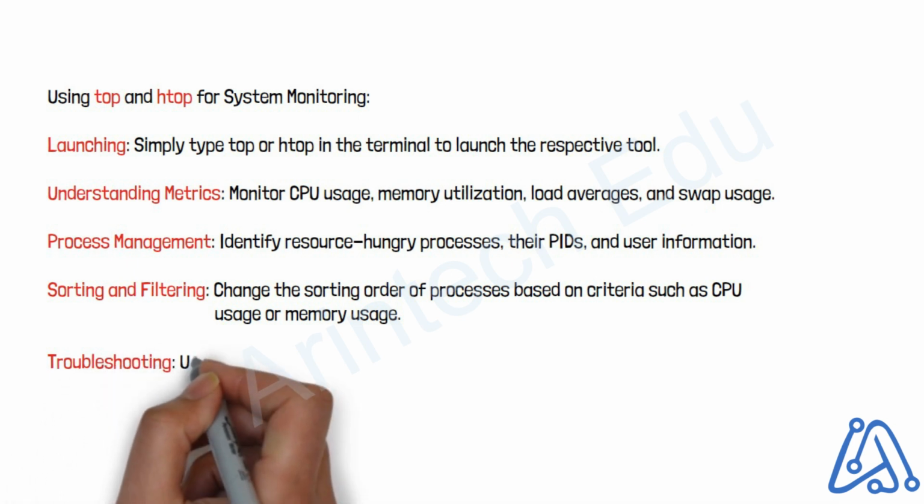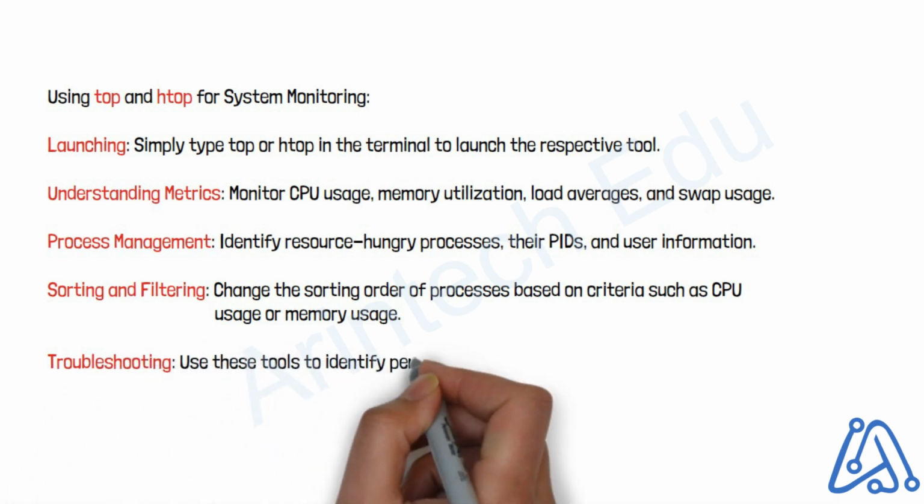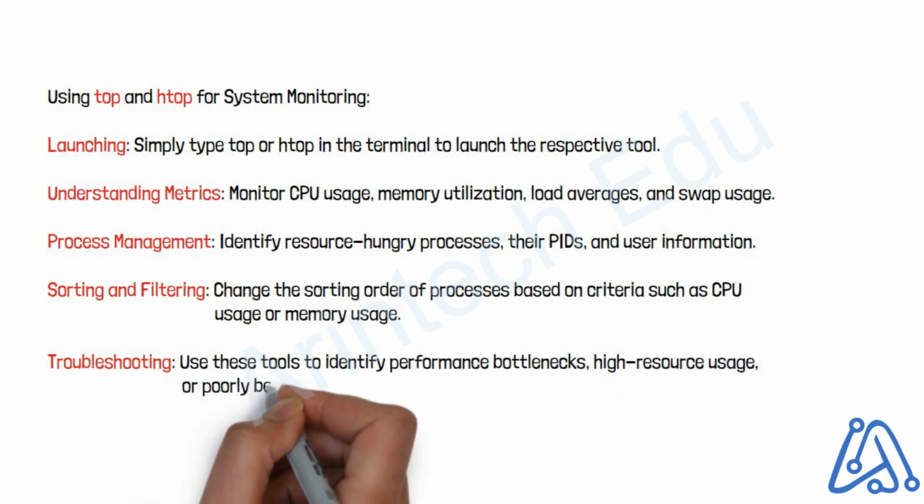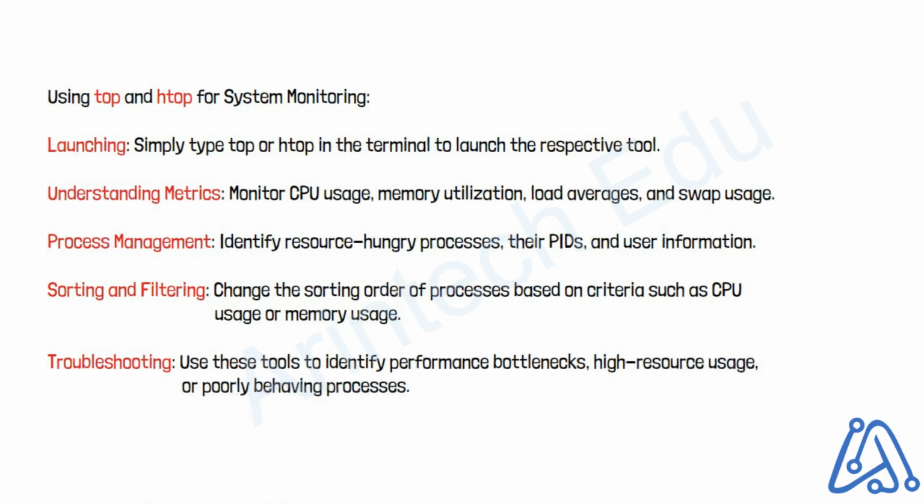Sorting and filtering, change the sorting order of processes based on criteria such as CPU usage or memory usage. Troubleshooting, use these tools to identify performance bottlenecks, high resource usage, or poorly behaving processes.